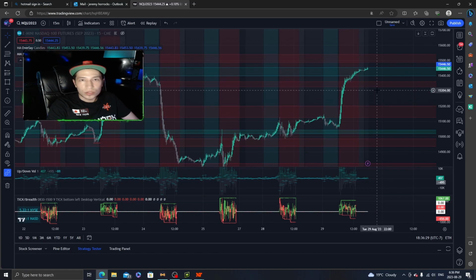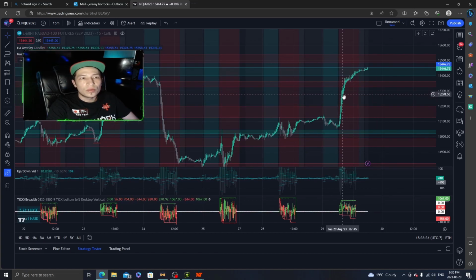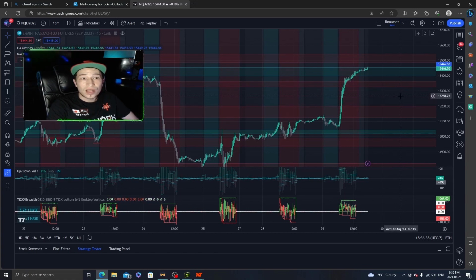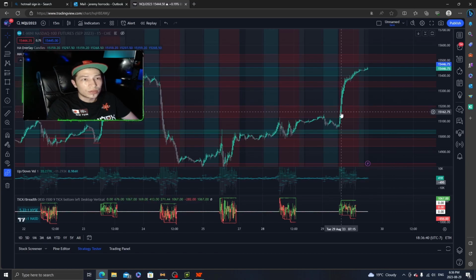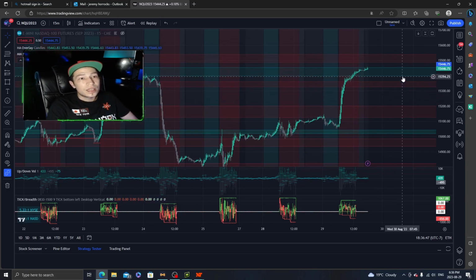Because in areas where nobody wants to buy or sell, if price can break through here, it'll have no problem pushing right through this area of low liquidity. Price does not hang out in areas of low liquidity. It wants to push up or down to areas of liquidity. And what I mean by that is price levels where buyers or sellers are interested.